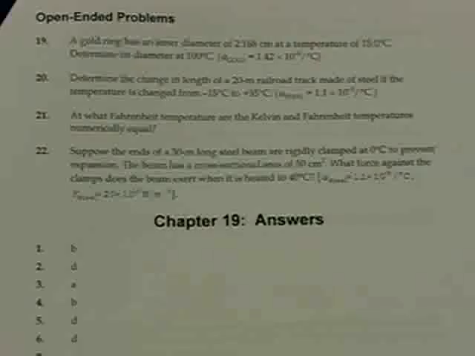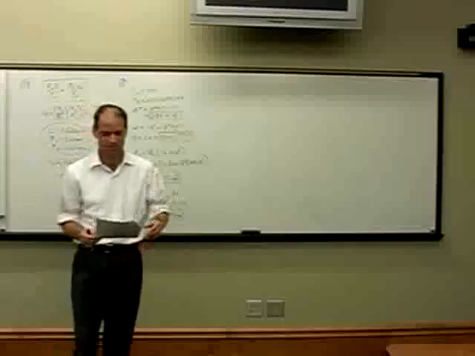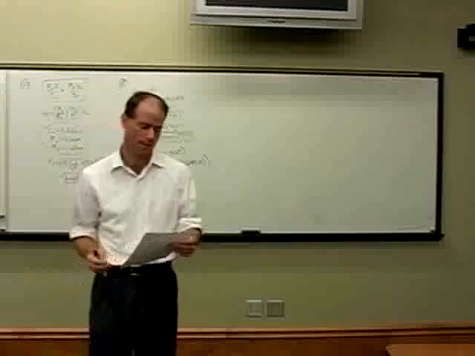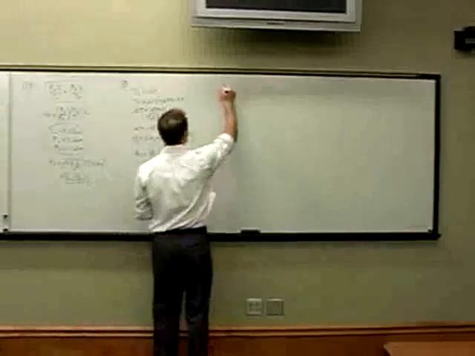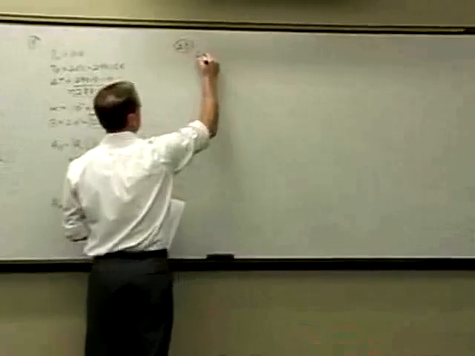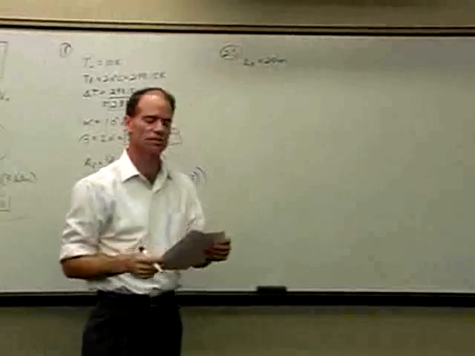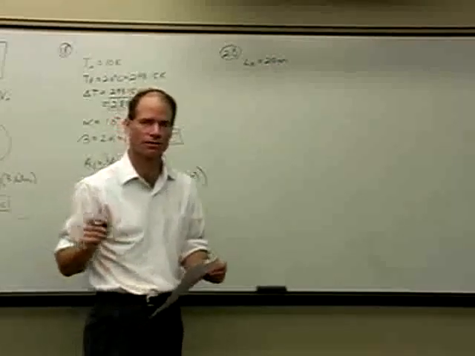Okay. Problem number 20. Determine the change in length of a 20-meter railroad track made of steel as the temperature is changed from minus 15 degrees Celsius to 35 degrees Celsius. The linear coefficient of steel, 1.1 times 10 to the minus 5 per degree Celsius. Good. So we want to find the change in length of a 20-meter long railroad track, and our initial length, let's see, this is problem number 20, 20 meters. We're given that the temperature has changed from minus 15 degrees Celsius to 35 degrees Celsius.